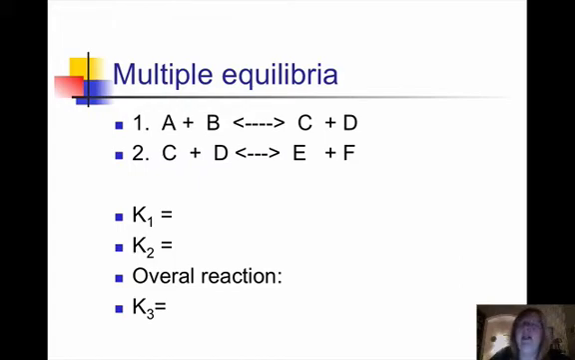We did this with Hess's law. Let's say we have these two equations here. We've got A plus B gives C plus D, and it's at equilibrium, and C plus D yields E plus F. Our first equation, the K for it, K1, would be C times D divided by A times B.